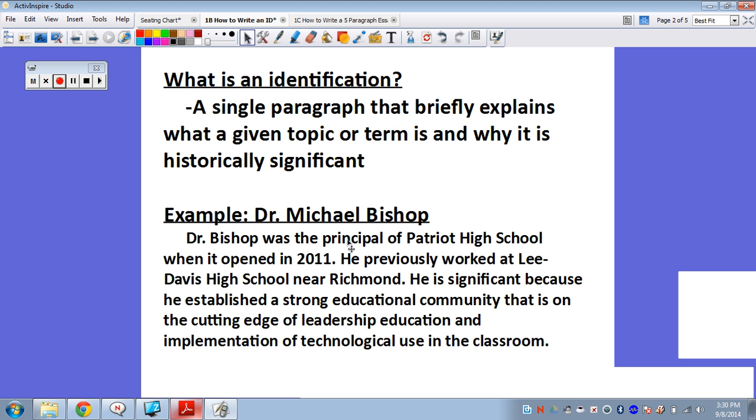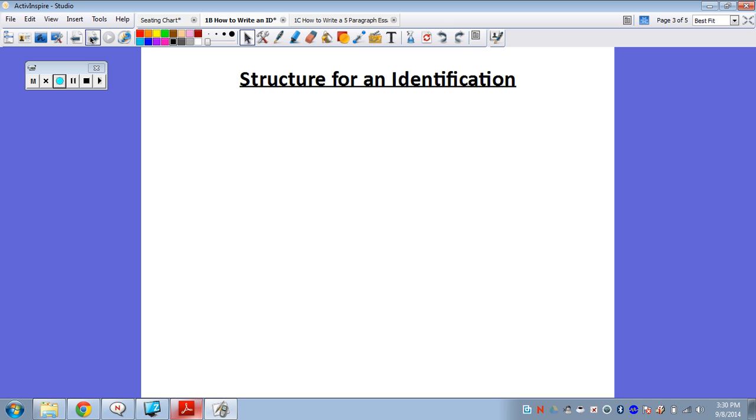First sentence, I ID who he is. He's the principal here at Patriot. I throw out a fact that I know he previously worked at Lee Davis near Richmond. And then I tell you why he's significant, what he's done that makes him a significant figure aside from being the principal. It's very, very simple. 4 sentences. Well, really 3 because I have a ridiculous run-on sentence there. But not very long. Pretty simple.